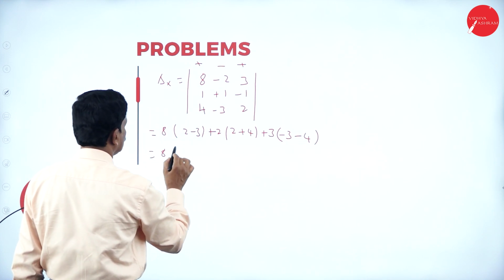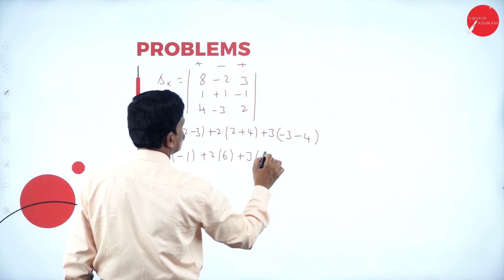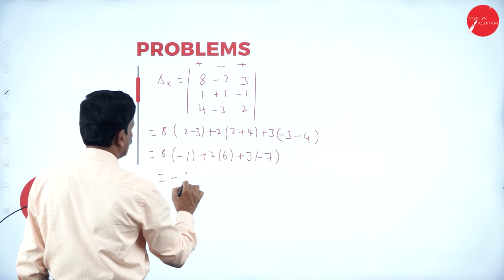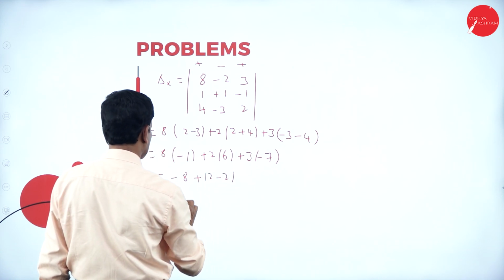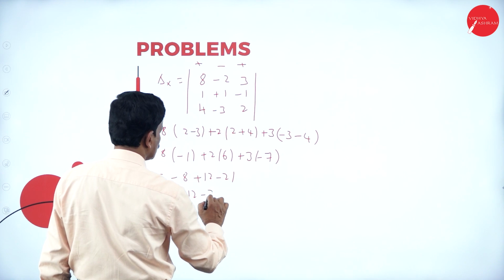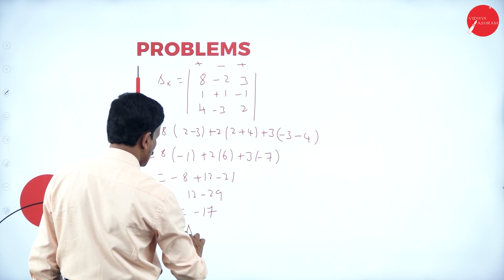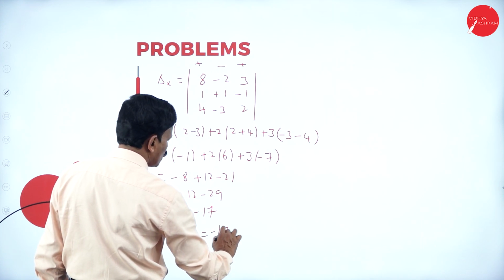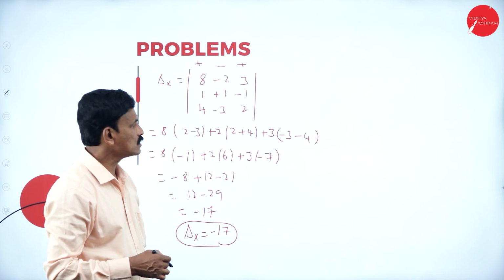That is equal to 8 into minus 1, plus 2 into 6, plus 3 into minus 7. So, minus 8, 6 2s are 12, 7 3s are 21. So, this is 12 minus 29, that is equal to minus 17. Delta x is also equal to minus 17. This is delta x. Okay.